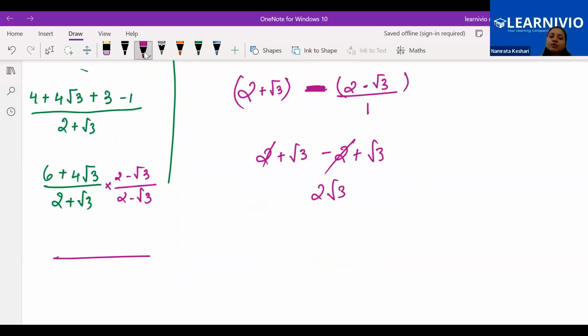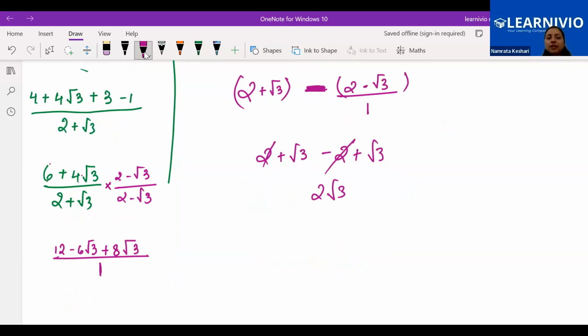In the denominator, when you apply the formula, you will end up having 1. In the numerator, now you have to apply the distributive property. So 6 2 times 12, then plus minus 6 root 3, then 4 2 times 8 plus 8 root 3. Is it making sense to all of you?